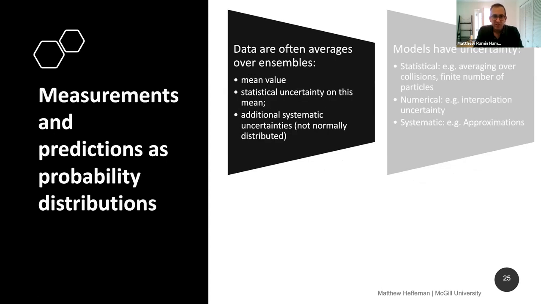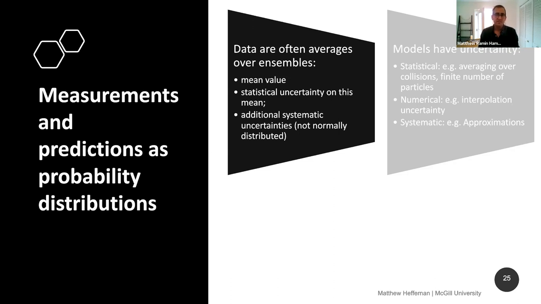Just a few notes about measurements and predictions as probability distributions: experimental data are often averages over ensembles. So you're getting a mean value with a statistical uncertainty on this mean, as well as some additional systematic uncertainties. And these may be normally distributed, but they are very, very likely not. Now, models also have uncertainty of all of these kinds. You have a statistical uncertainty from, say, a finite number of model runs, a finite number of particle collisions or particles in your system. You have a numerical uncertainty from, say, interpolation, or you have a finite grid size, which is going to contribute.